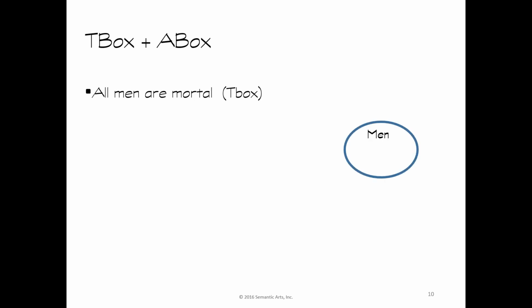Or to put it another way, there's this famous syllogism. As it has been said for thousands of years, all men are mortal. That's a T-box kind of statement, where we're creating a class called the set of all men, and another class, the set of all mortals, and declaring a relationship between them: man is a subclass of mortal. So we've got our T-box established.